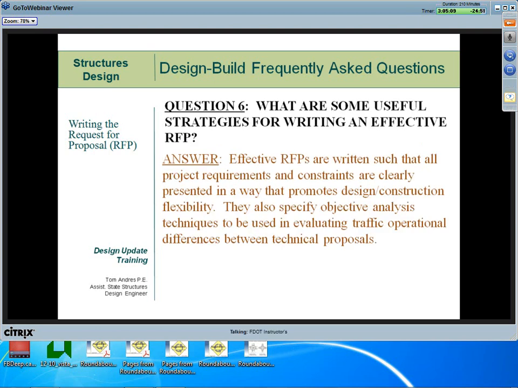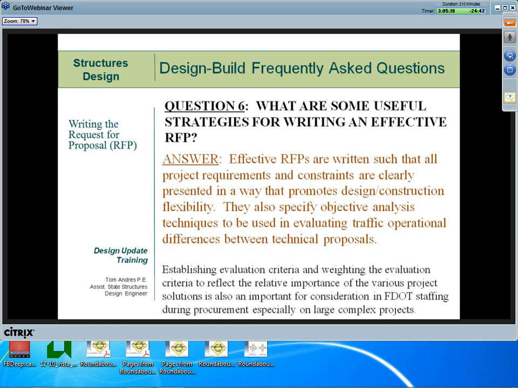Question number 6. What are some useful strategies for writing an effective RFP? I will be covering this in much more detail in a separate presentation later. In general, effective RFPs are written such that all project requirements and constraints are clearly presented in a way that promotes design construction flexibility. They also specify objective analysis techniques to be used in evaluating traffic operational differences between technical proposals.